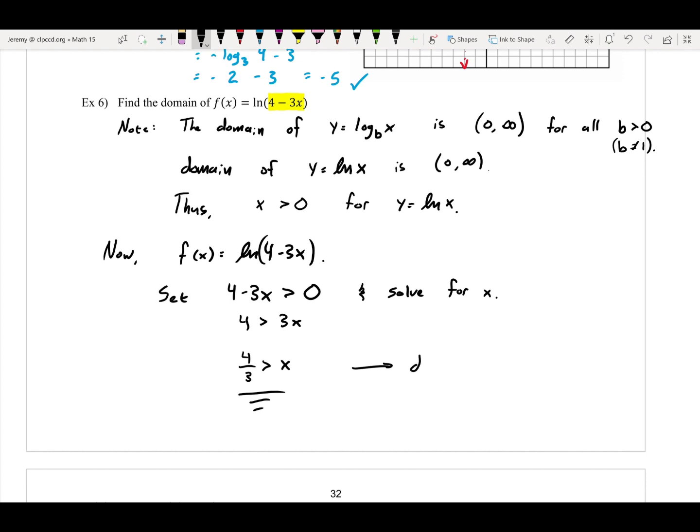So I'm going to say the domain of my function f is equal to all the values of x that are less than 4/3. I can write it like this: -infinity up to 4/3. And I'm going to put parentheses at 4/3 because we can't include 4/3, right? Because this was a strictly less than or strictly greater than at the beginning of the problem.